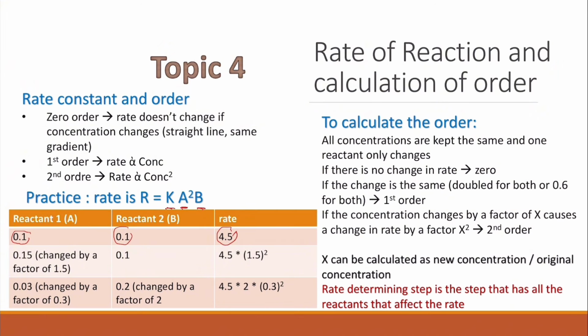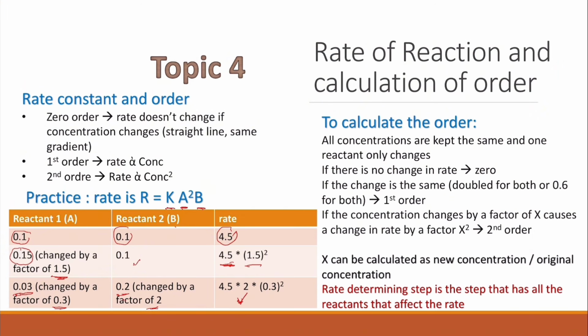If the concentration of the first reactant changed to 0.15, meaning it's changed by a factor of 1.5, and B is kept the same, then the rate will change by a factor of 1.5 squared. So you multiply the initial rate by 1.5 squared. And then if you change reactant A from 0.1 to 0.03, so it changed by a factor of 0.3, and reactant B changed from 0.1 to 0.2, so changed by a factor of 2, because it's first order for B, now we have to multiply this by 2, and then it's second order for A, so multiply this by 0.3 squared.